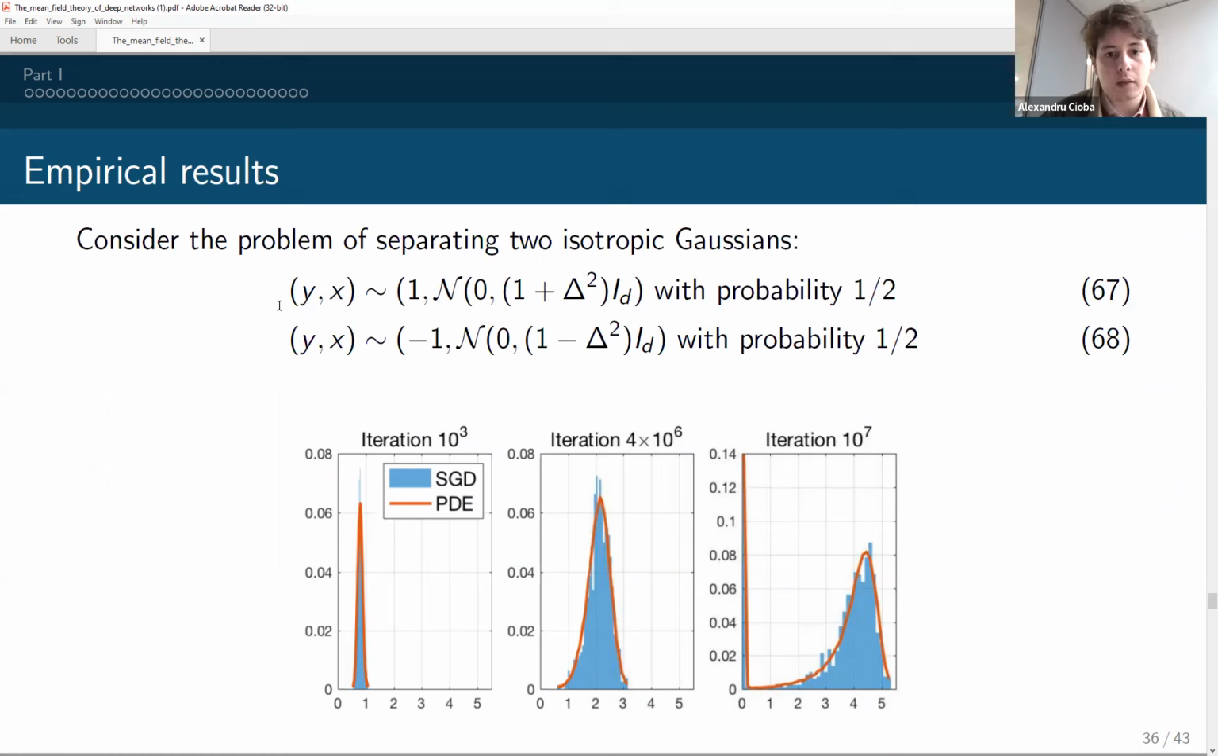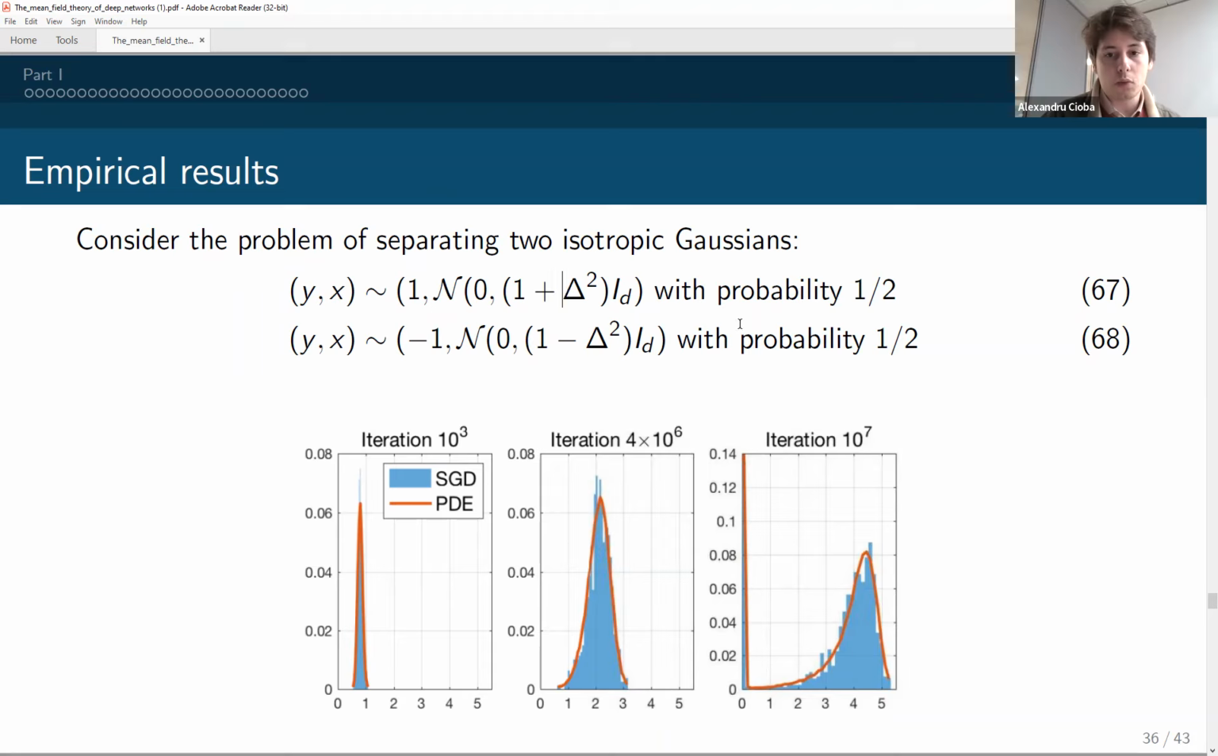So the idea is that they would like to consider the problem of classifying or separating two isotropic Gaussians with dimension small d, and they're parameterizing their Gaussians by this delta parameter. This is to say that the Gaussians labeled 1 have larger variance than the Gaussians labeled -1. So you can think about this as a binary classification problem, with the point of finding an estimator that correctly labels A or B.